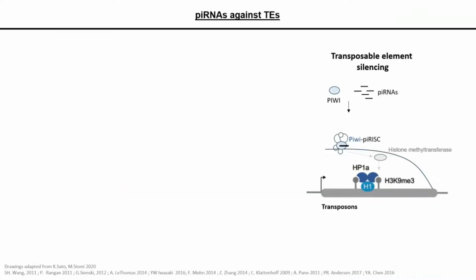As you may know, piRNAs, together with the PIWI family proteins, are going to silence transposable elements thanks to sequence complementarity and with the help of the histone mark H3K9 trimethylation and also heterochromatin proteins like HP1.